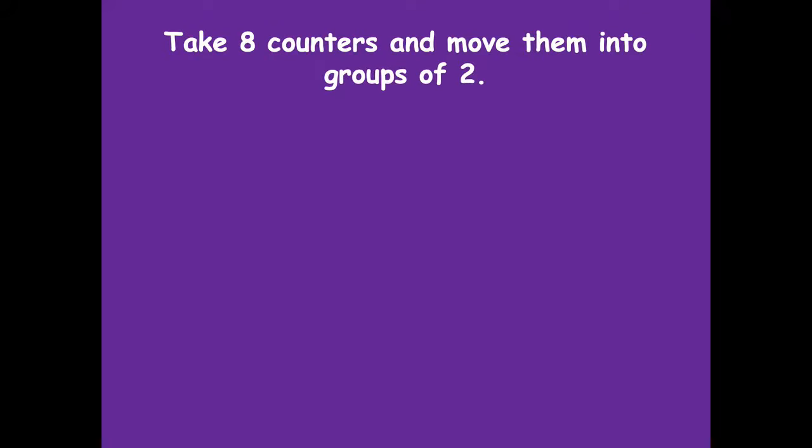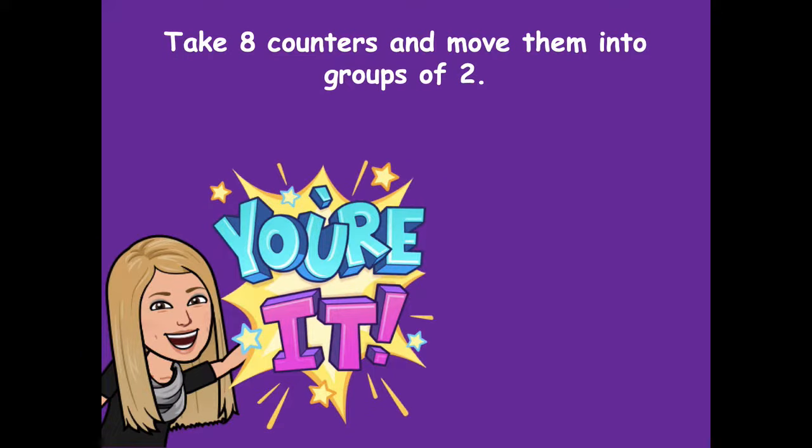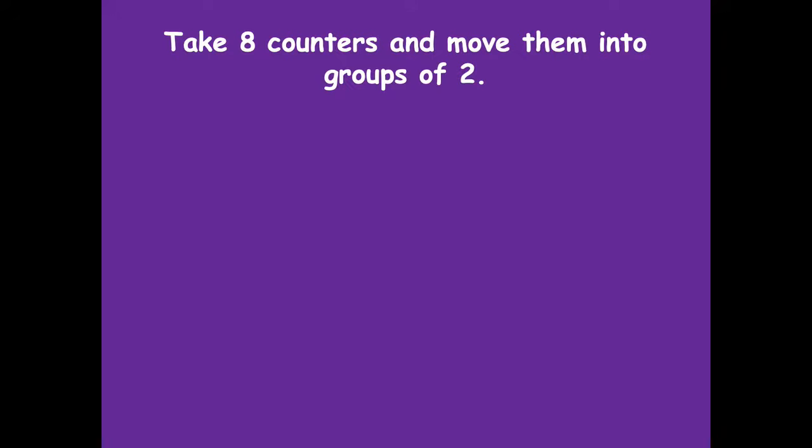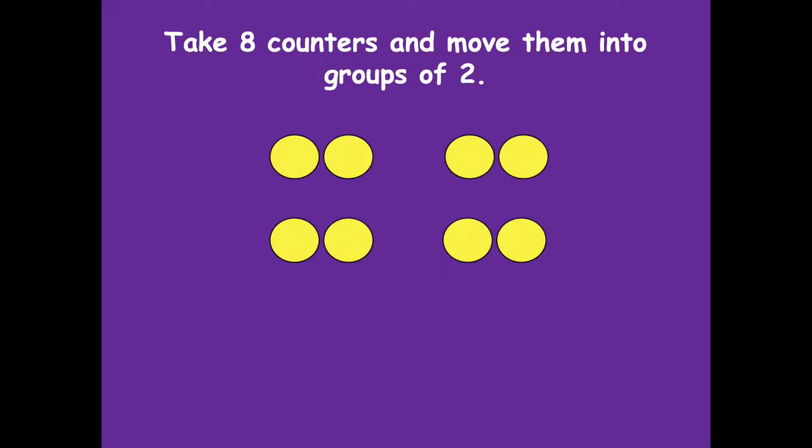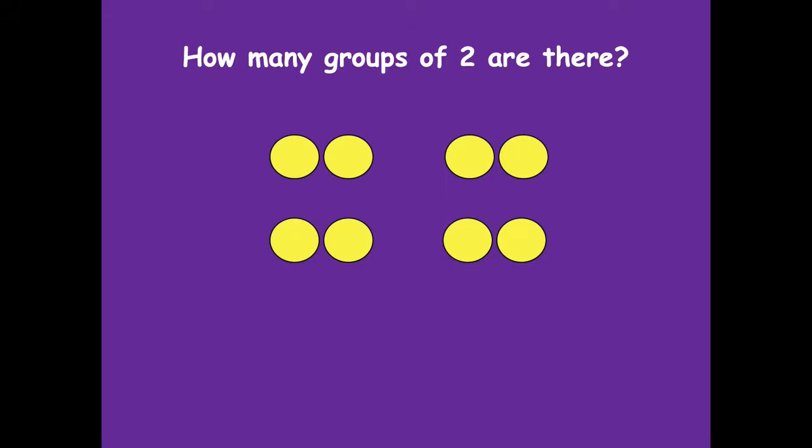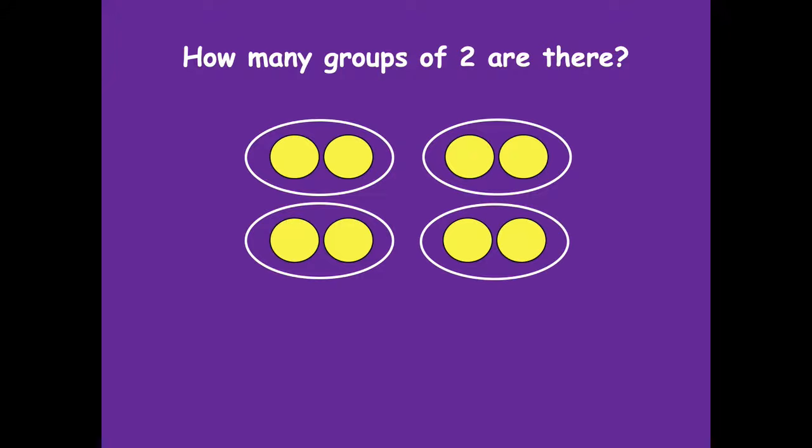All right, so you're going to take 8 counters and move them into groups of 2. So pause the video, take only 8 counters and put them in groups of 2. And then click play when you're ready for the next step. All right, friends, pause if you need more time. Otherwise, here's my 8 counters in groups of 2. How many groups of 2 are there? You can count them. 1, 2, 3, 4. If it helps you, circle them on your dry erase board, you can do the same thing.